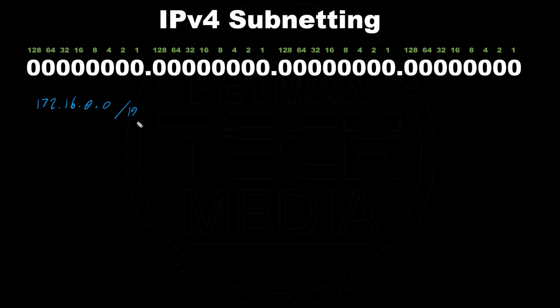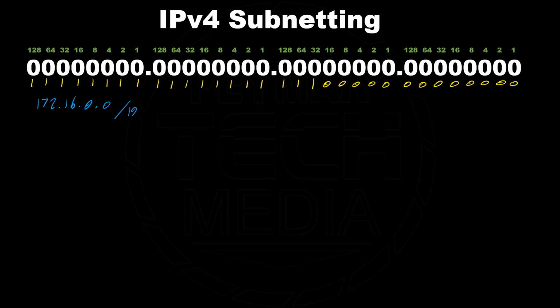These are the network bits, which is not going to be 255.255.0.0. Let's find out. So 19 bits: 1, 2, 3, 4, 5, 6, 7, 8, 9, 10, 11, 12, 13, 14, 15, 16, 17, 18, 19. And the rest of them are 0.